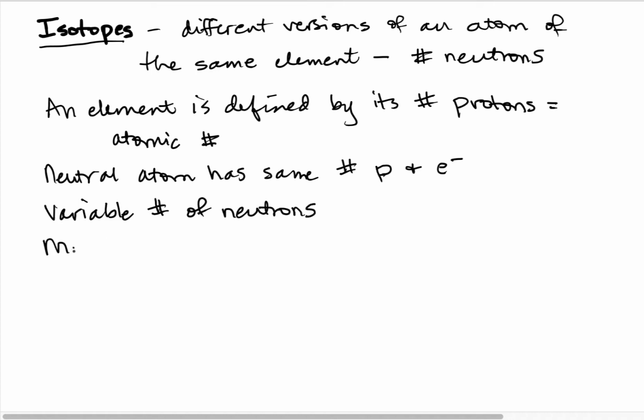And most atoms have more neutrons than protons. This isn't 100% true. There are some small atoms that have the same number of neutrons and protons, and there are some atoms that have fewer neutrons than protons, but usually not by very much.